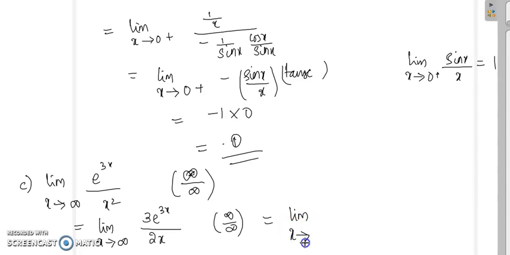So by applying the L'Hospital rule again upon this function, you get 3 by 2 into 3 e raised to 3x by 1. Now when you take the limit, the limit will be 9 by 2 into the limit of e raised to 3x, and again e raised to infinity is infinity, so the value will be equal to infinity.